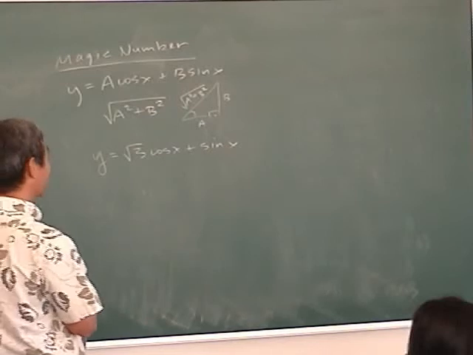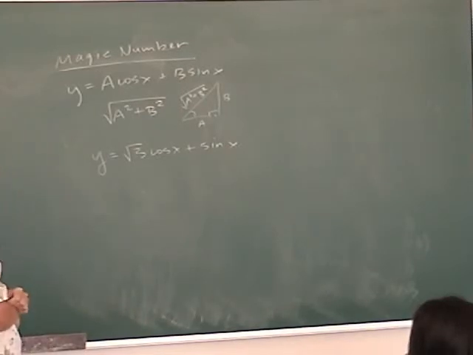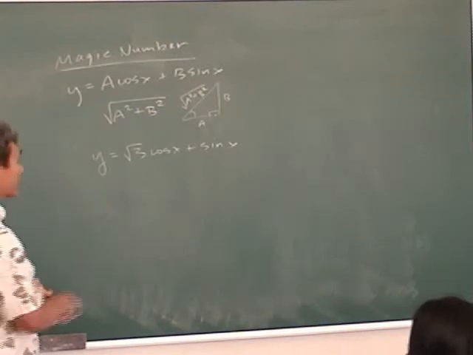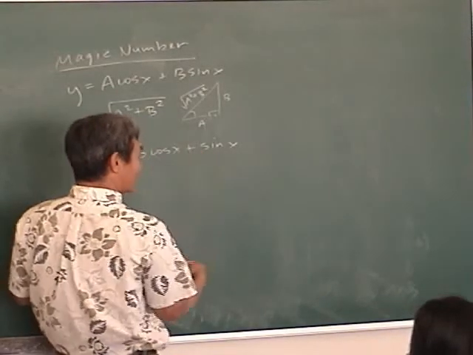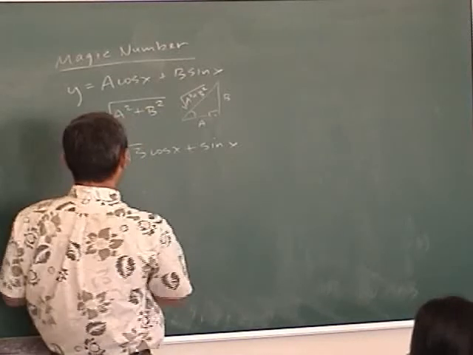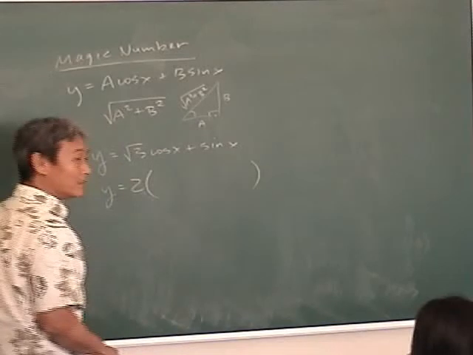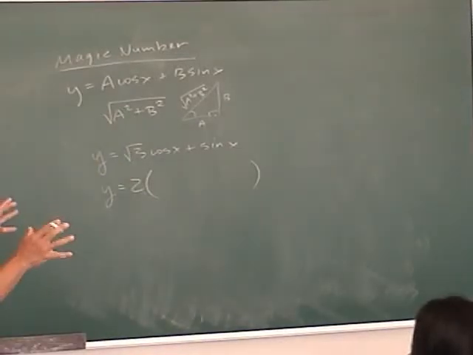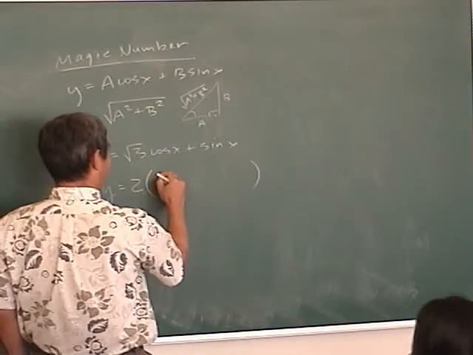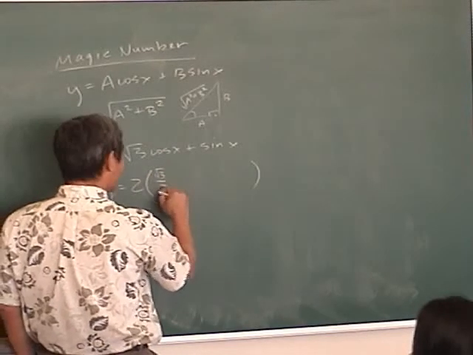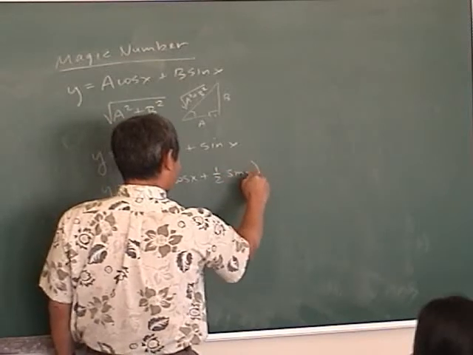Okay, so the first thing you have to do is figure out what the magic number is. It's the square root of that squared plus that squared. That's a 1, yeah? 3 plus 1 is 4. The square root of 4 is 2. So what do you do with the magic number? You factor it out. Okay, what's going to be left? Root 3 over 2 cosine x plus 1/2 sine x.